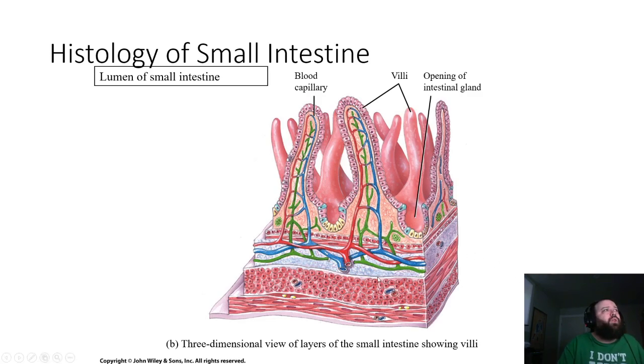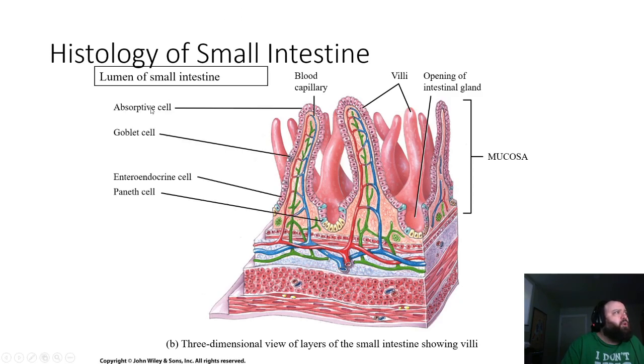Okay, so when we're dealing with the small intestine, the epithelium is a simple columnar epithelium, but there is some diversity in cell types. So there's several different types of cells that you'll see in the small intestine and the epithelium. We have absorptive cells. These are responsible for digesting and absorbing nutrients. We have goblet cells, which I've shown you earlier in the course, whose job is to secrete mucus into the lumen of the small intestine.